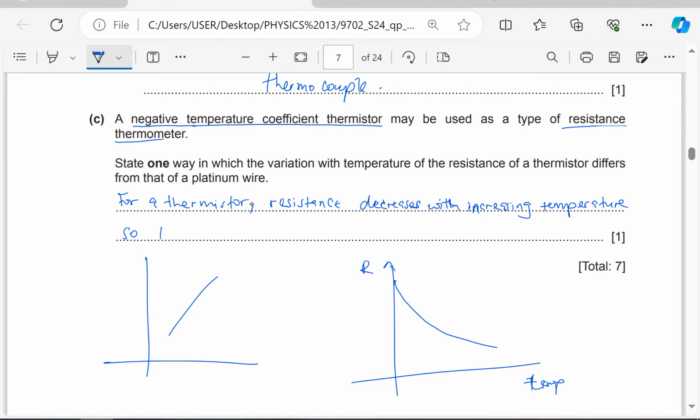So the variation is inverse to that of platinum. So the variation is inverse, or you can say inversely proportional. And of course, it's nonlinear. You have seen this in AS electricity. Okay, I think that is all.